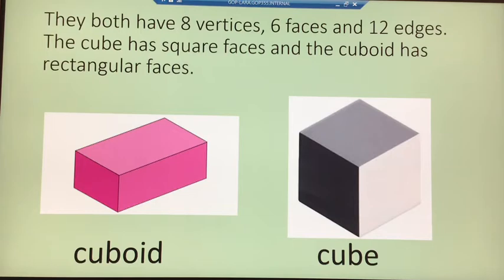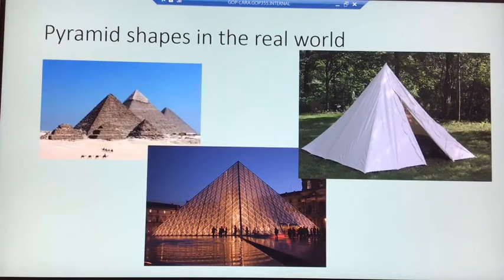They both have 8 vertices, 6 faces and 12 edges. The cube has square faces and the cuboid has rectangular faces. The next 3D shape that we're going to look at is the pyramid.